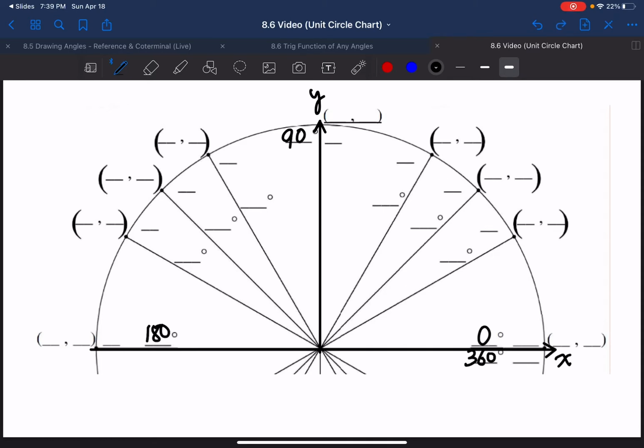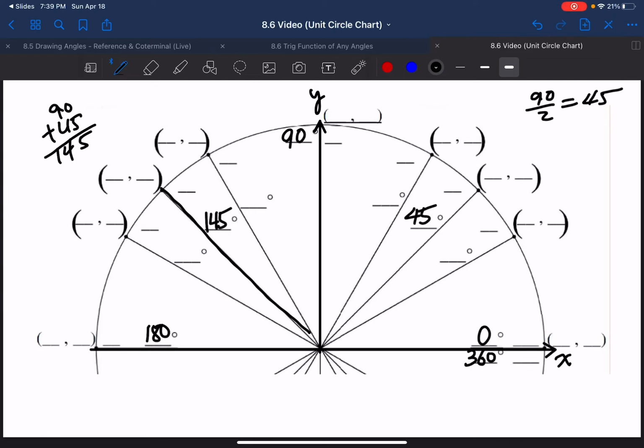I will start with the middle one, this one, because it's basically half of the 90 degrees. If you divide 90 by 2, you get 45 degrees, right? So this one will be your 45 degrees. Same thing with the second quadrant. It's between 90 and 180, so I am adding 90 with 45. So 90 plus 45 is going to be 145 degrees. So this one will be 145 degrees, in the middle between 90 and 180, if that makes sense.